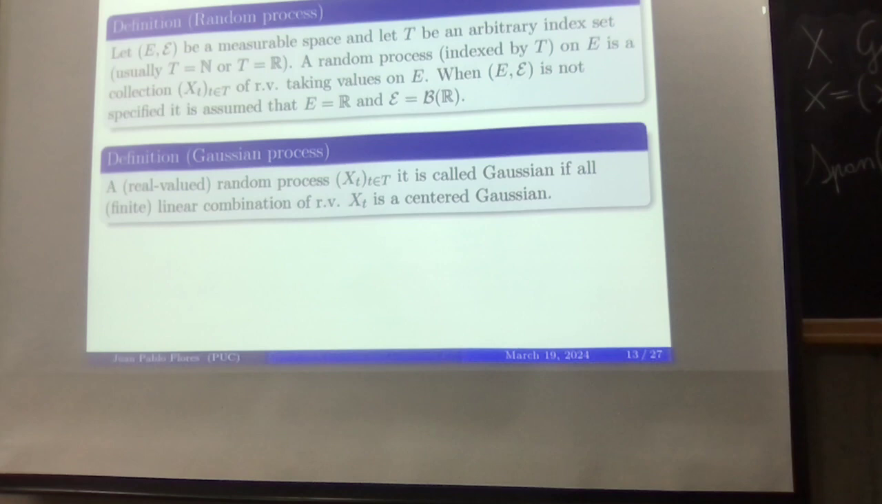So what is a Gaussian process? Well, a Gaussian process is going to be a random process where all the elements of this process are Gaussians, and all linear combinations of the elements are also going to be Gaussians. In fact, centered Gaussians, because we are working only with centered Gaussians. So we aren't asking that the random process is centered itself, just the linear combinations must be centered.